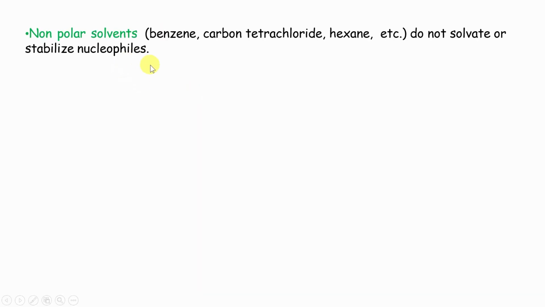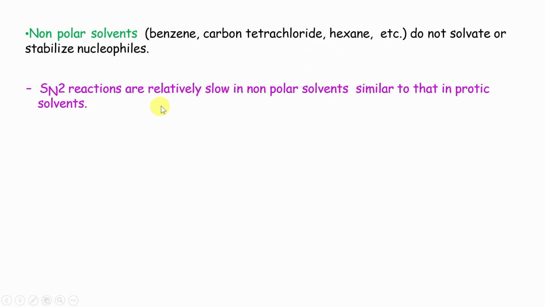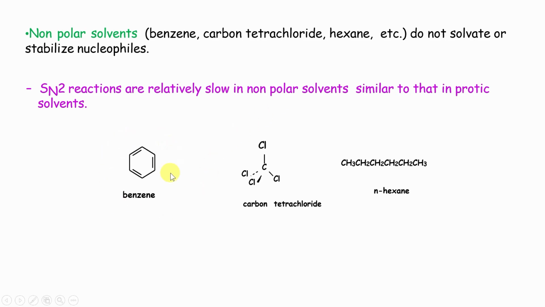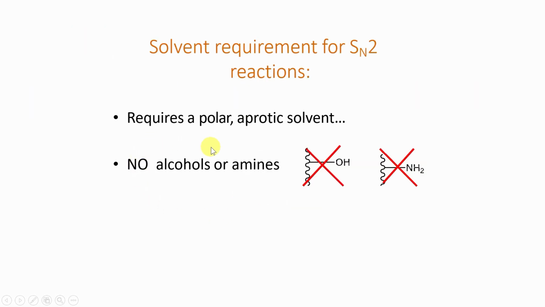The non-polar solvents like benzene, carbon tetrachloride, or hexane do not solvate or stabilize the nucleophile. Usually SN2 reactions are relatively slow in non-polar solvents, similar to that in protic solvents. For example, benzene, carbon tetrachloride, normal hexane, all these are non-polar solvents, and SN2 reactions are relatively slow in these non-polar solvents. Okay. Thus, SN2 reaction requires a polar aprotic solvent.